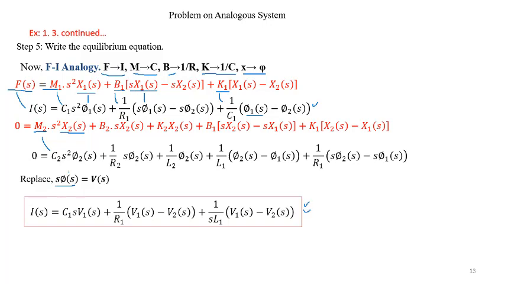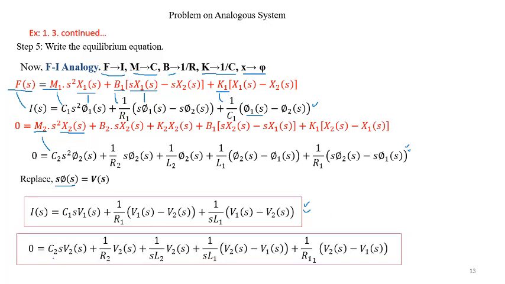Next we have to do it for the next equation, for the second equation here. This is for the second equation we have to do. So what will we get? We get the equation as follows. So this is the second equation, or related to the second equation, replacing s phi s equal to v of s. This is what we are going to get.